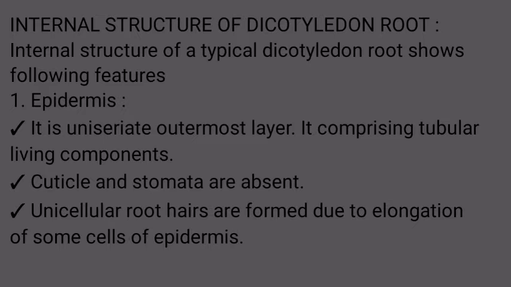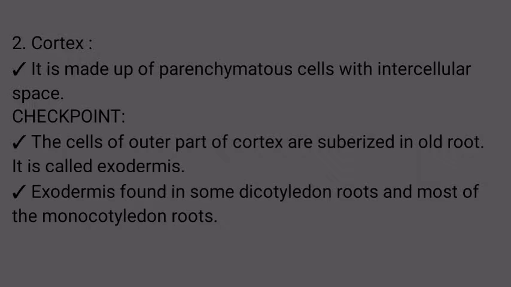Here you have to remember epidermis is single layered, outermost, and cuticle and stomata are absent in roots. And the important thing, root contains unicellular, thin, delicate, thread-like outgrowths which are called root hairs. The second important part in the transverse section of typical dicotyledonous root is cortex.